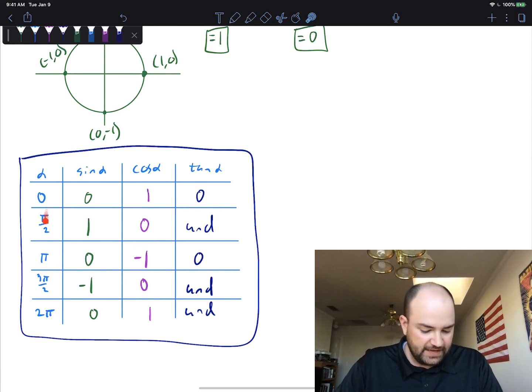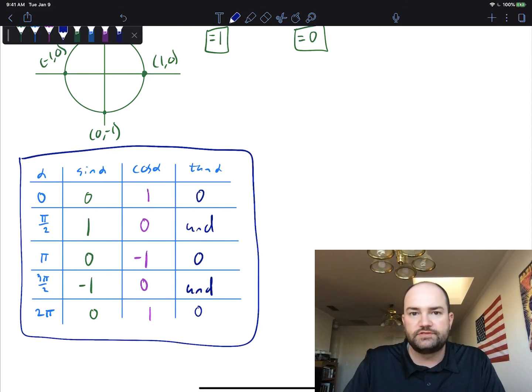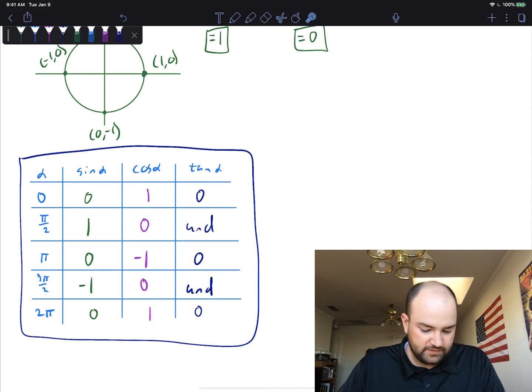Now this table here is very important, because this is telling us 5 key points for sine and cosine, and the tangent, it's not really the 5 key points that we need, but it will be helpful later on. But specifically for sine and cosine, these 5 key points are very helpful. We'll be able to use those.